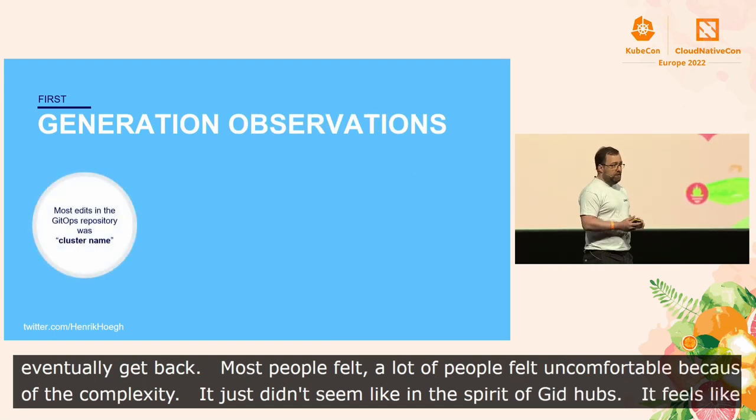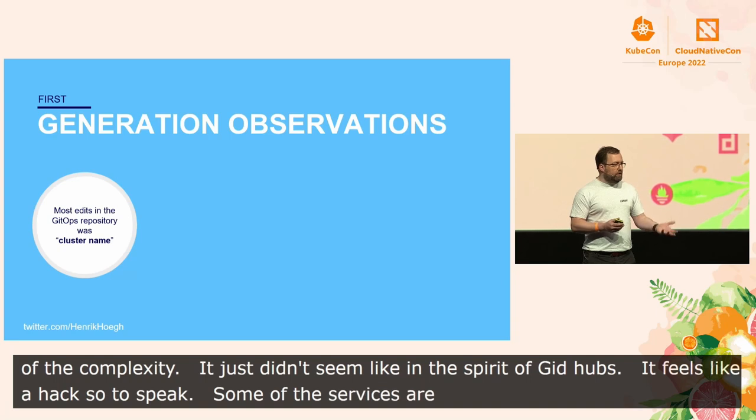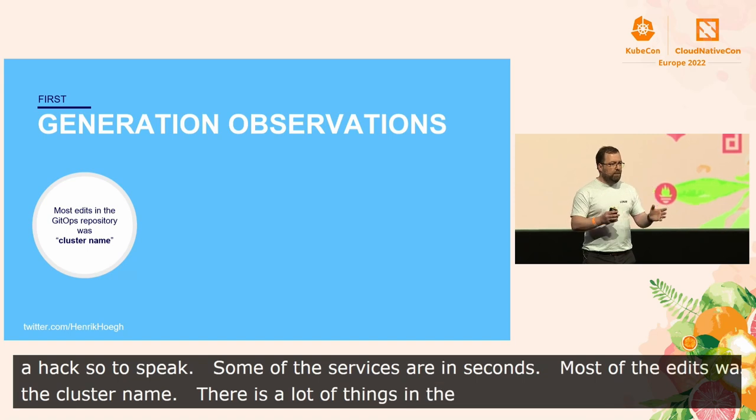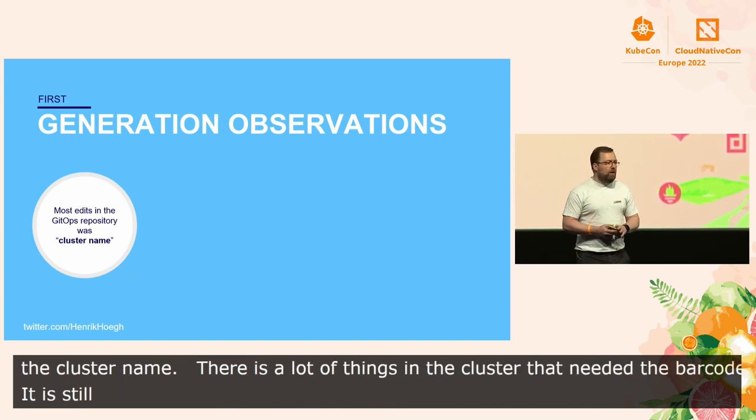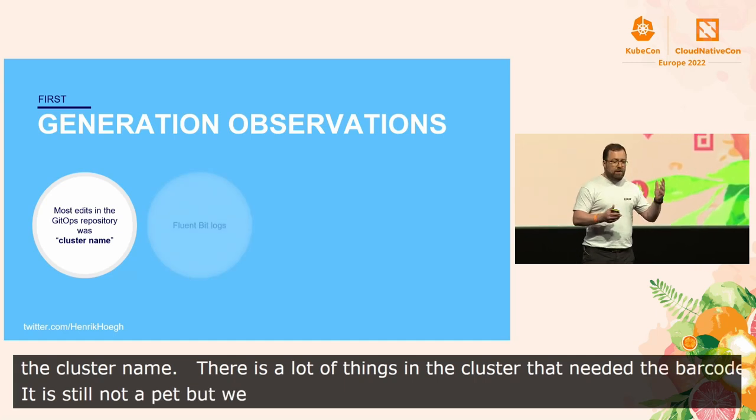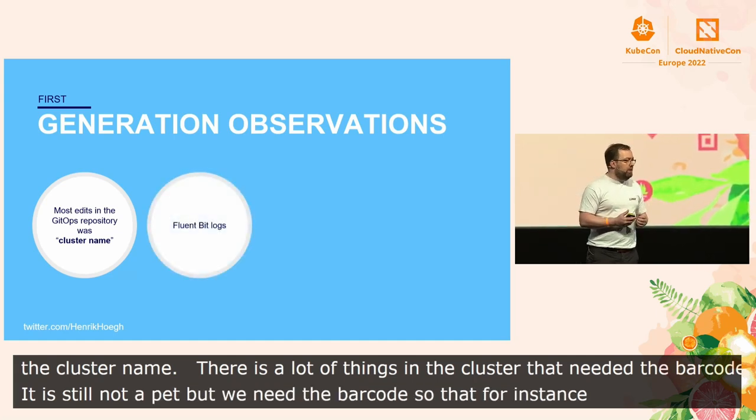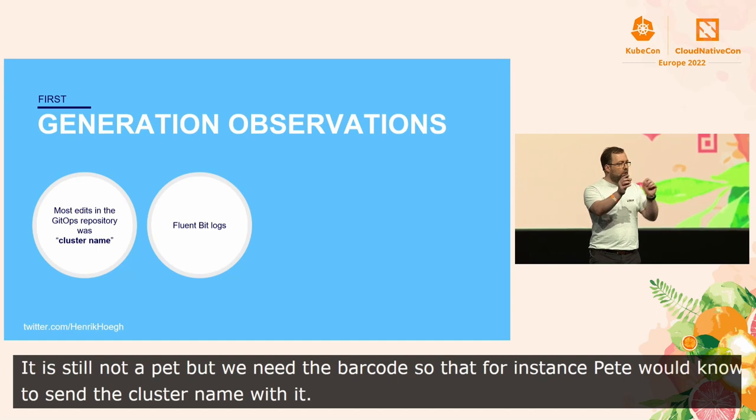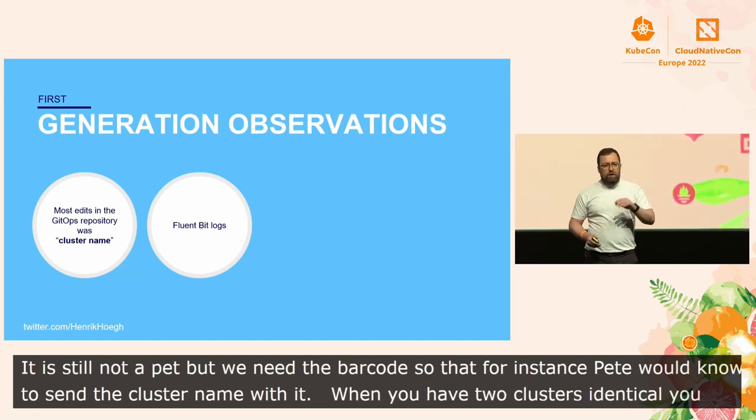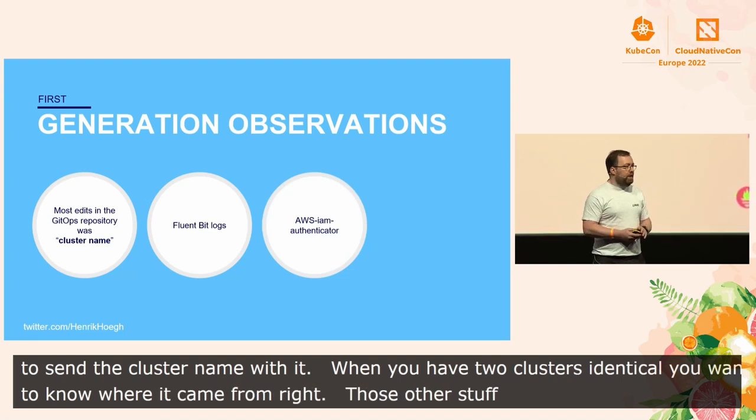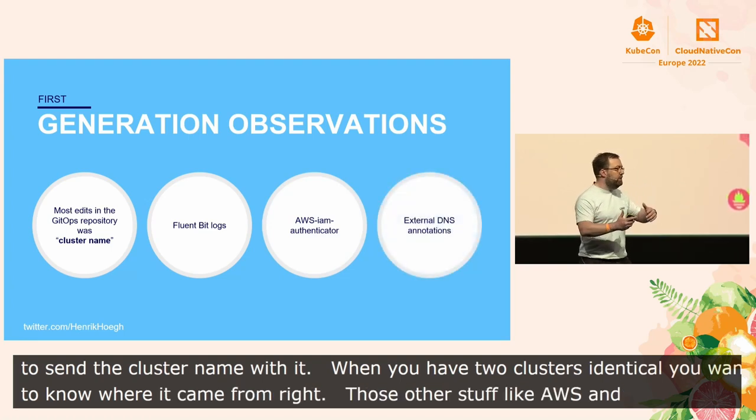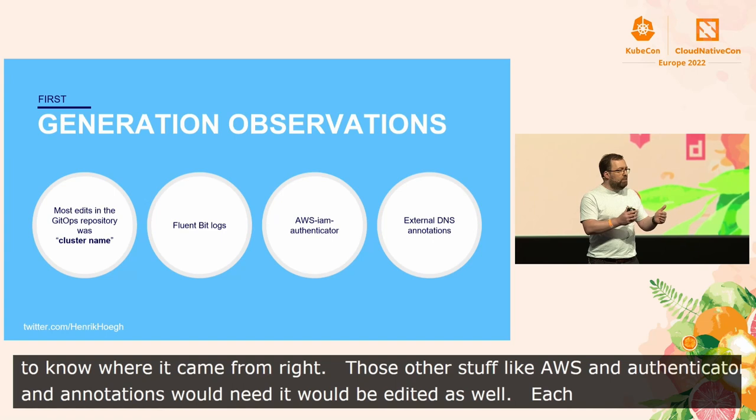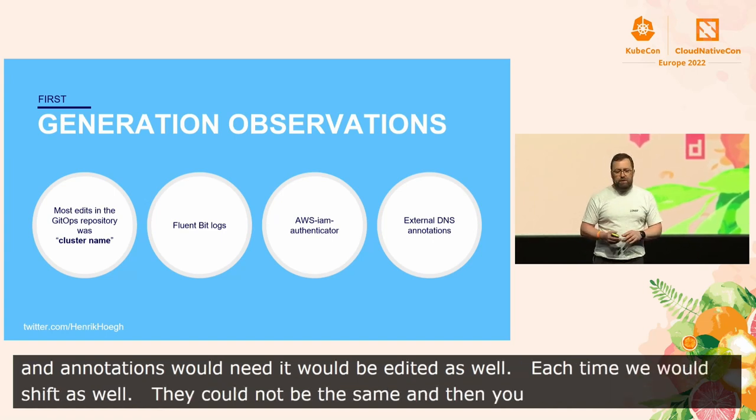Some of the observations: most of the edits were the cluster name. There are a lot of things in the cluster that needed that barcode, right? It's still not a pet, it's still cattle, but we need the barcode so that, for instance, FluentBit would know to send the cluster name with it. Because when you have two clusters that are identical, you would like to know which cluster this log line came from, right? And there's a lot of other stuff like AWS IAM authenticator. The external DNS annotations would need to be added each time we would shift as well, because they couldn't be the same, otherwise you would have the same routing weights on both environments, right?